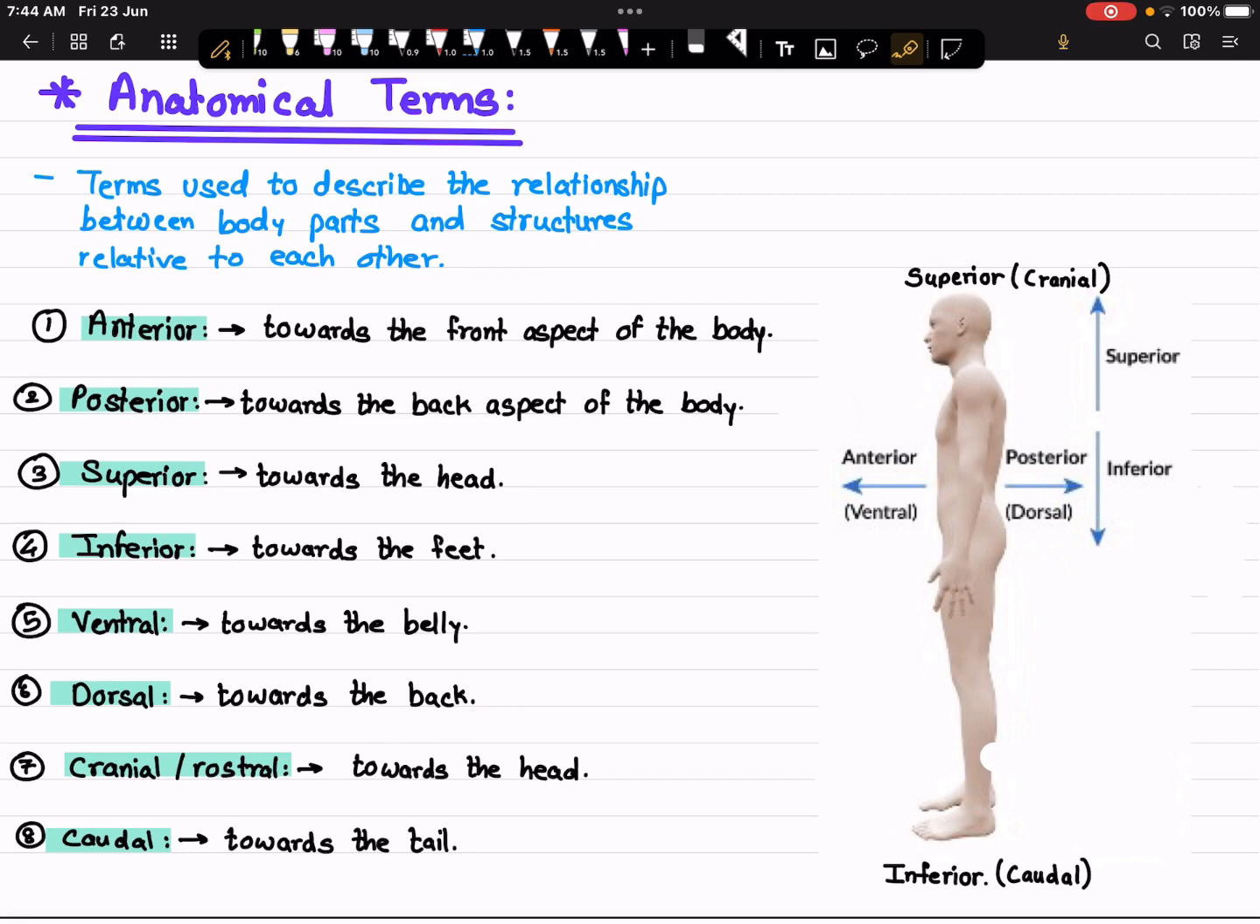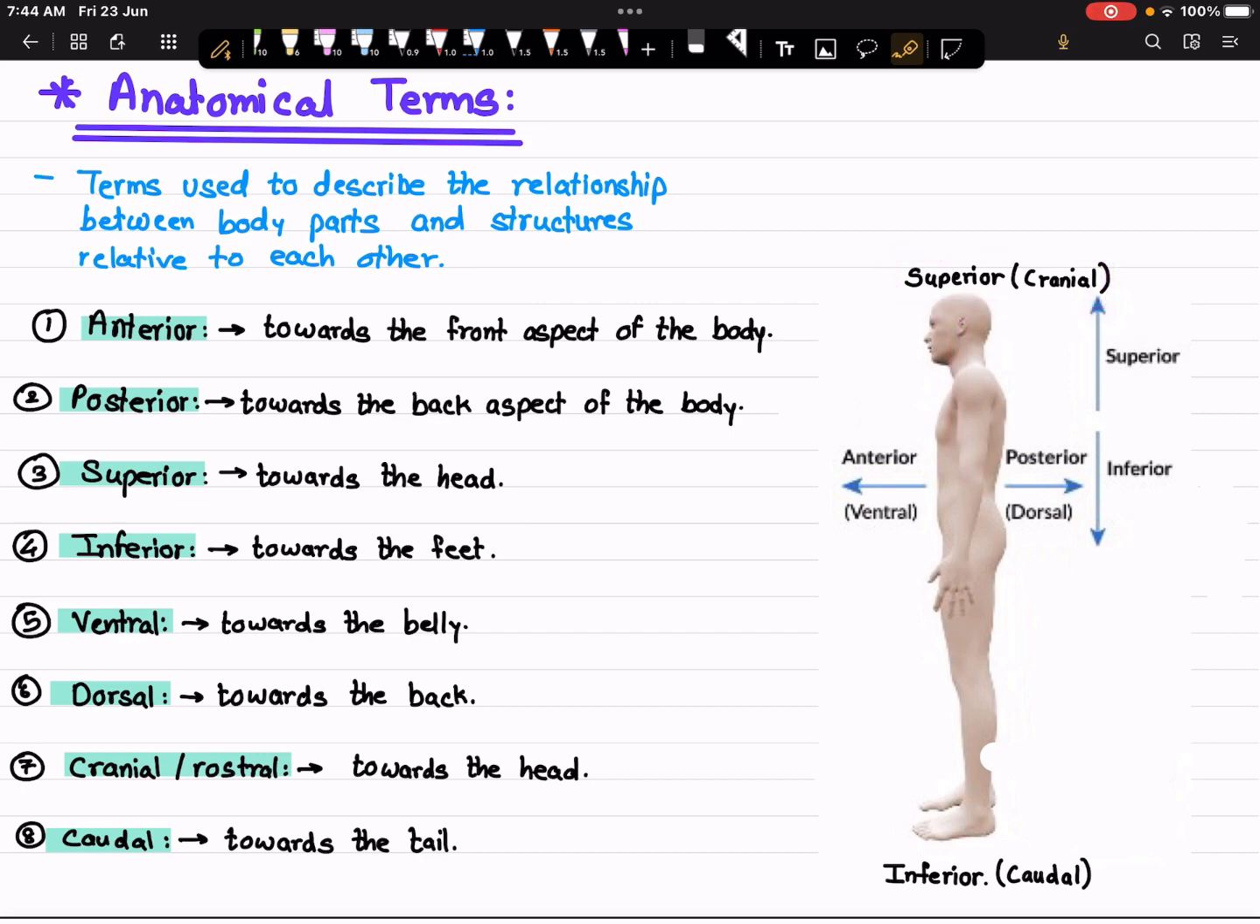Now coming towards superior and inferior. Superior is nothing but anything towards the head, and inferior is nothing but anything towards the feet. So when we go upward, it is superior. When we go downward towards the feet, it is inferior. So superior can sometimes be used interchangeably as cranial or rostral. Why? Because it is also going towards the head. So anything going towards the head is superior or cranial.